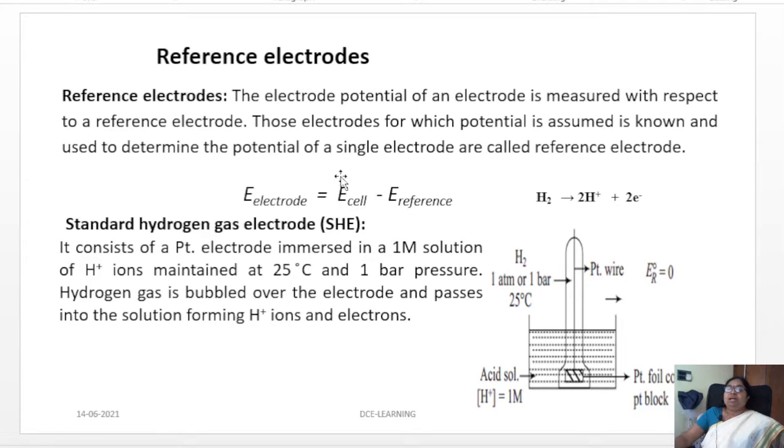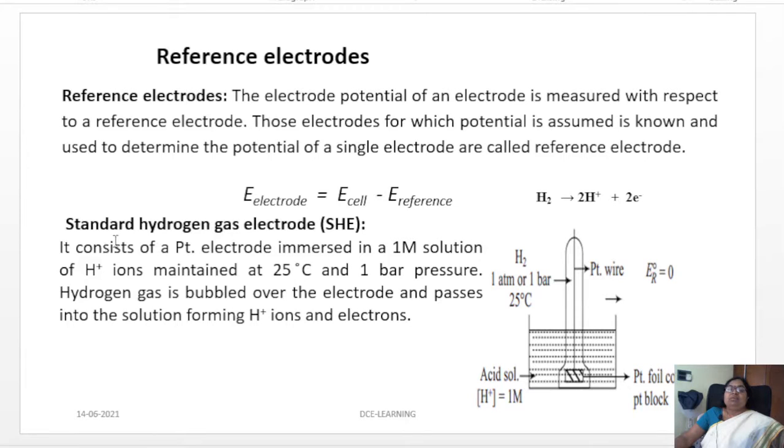For example, I have given here electrodes on either side. The electrode potential is easily determined from the known electrode potential of the reference electrode, and the EMF of the cell is easily calculated by using such reference electrodes.